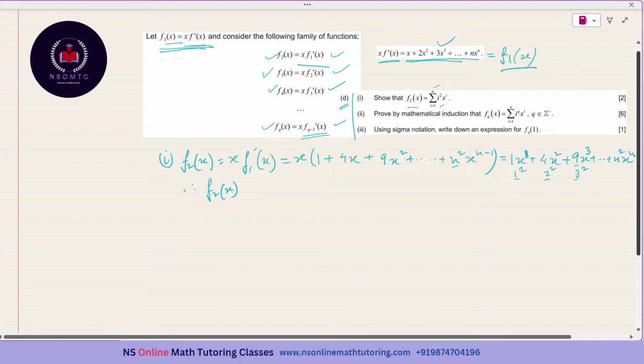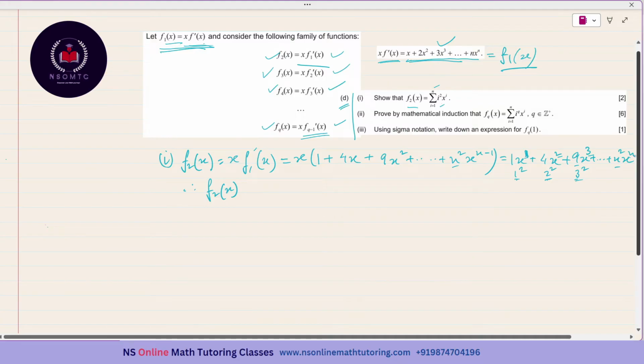When the power of x is 1, 1 squared is the coefficient. When the power of x is 2, 2 squared is the coefficient. When the power of x is 3, 3 squared is the coefficient. When the power of x is n, n squared is the coefficient.